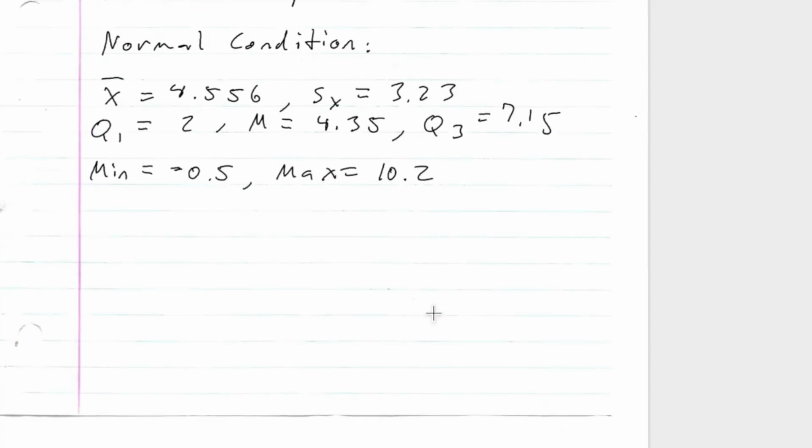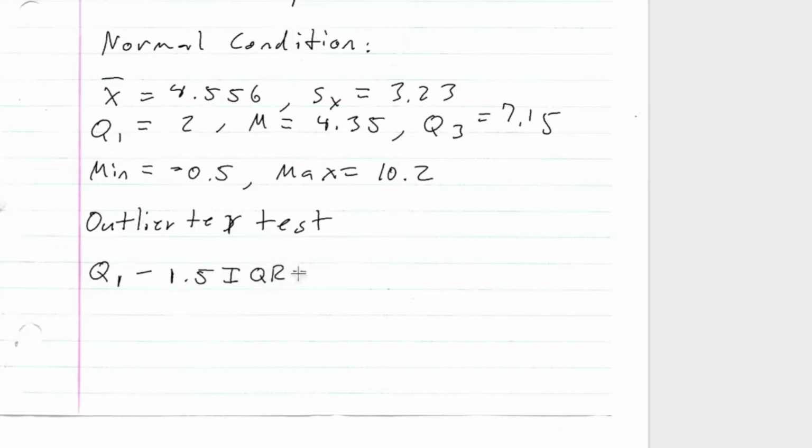So now let's go ahead and do our outlier test. So the first one, outlier test. Okay, so it's quartile 1 minus 1.5 times IQR, which is quartile 1 is 2 minus 1.5 times, so IQR is 7.15 minus 2, which this gives us negative 5.725, which is less than the min.